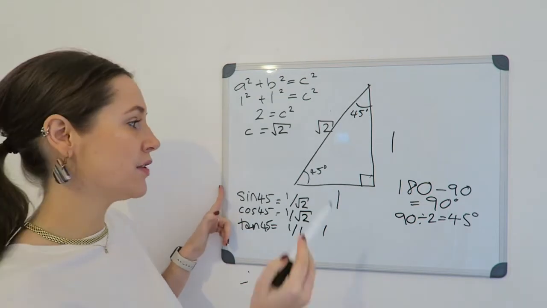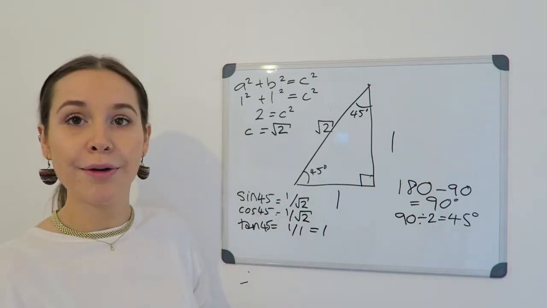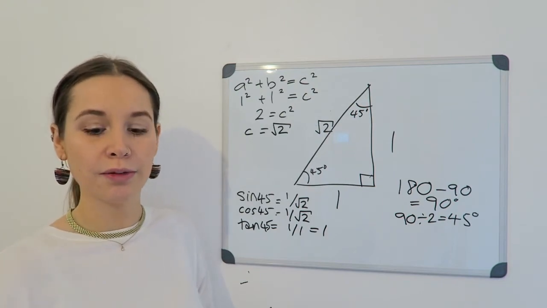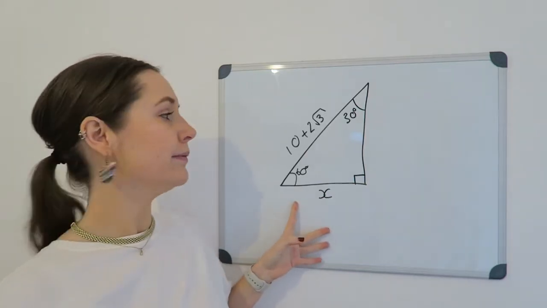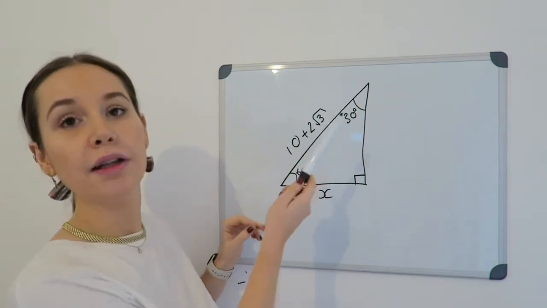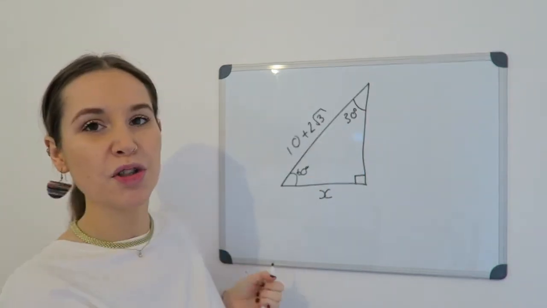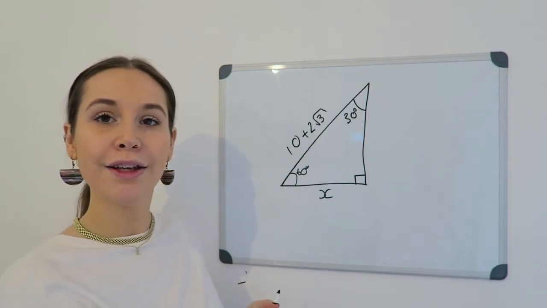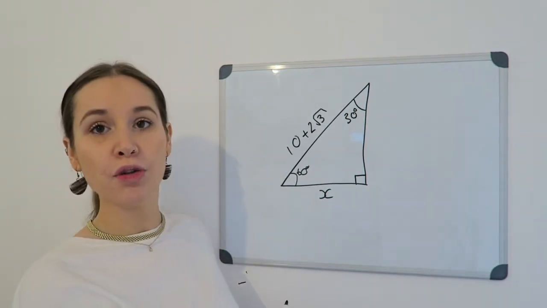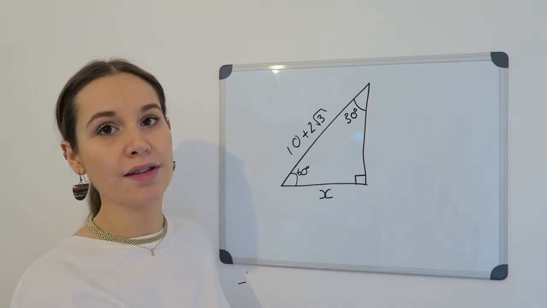Now we've learnt about these two triangles and how we can use them to work out exact trigonometry. Let's look at an exam type question. So we've got a triangle here and it's got an angle here of 60 degrees, an angle here of 30 degrees, and we've been asked to work out this side length here, which is x. We know the hypotenuse is 10 plus 2 root 3 in length, so that's a good start.